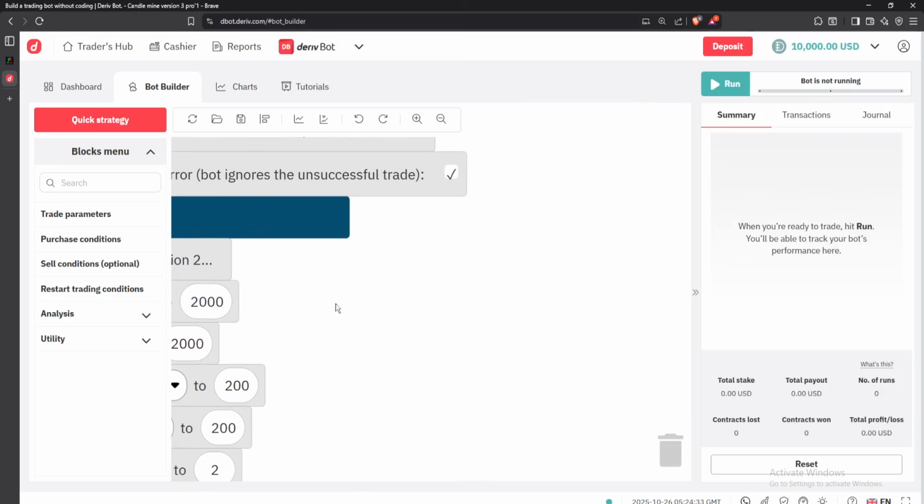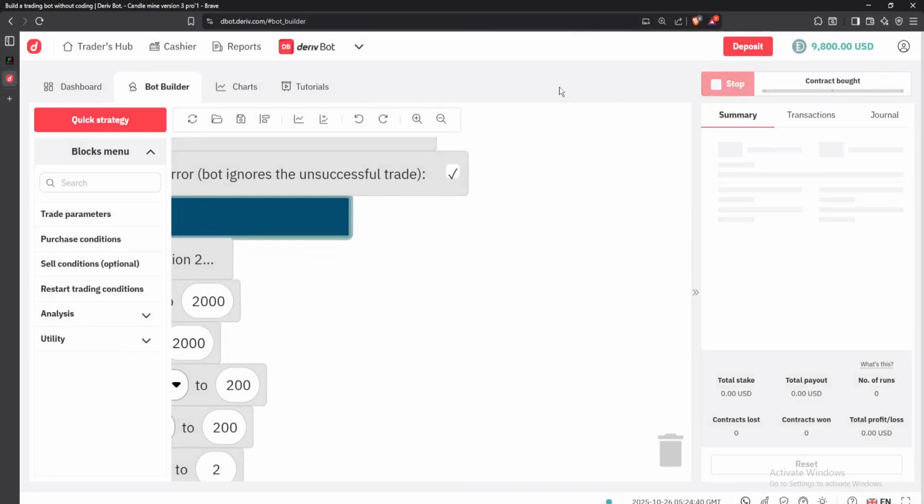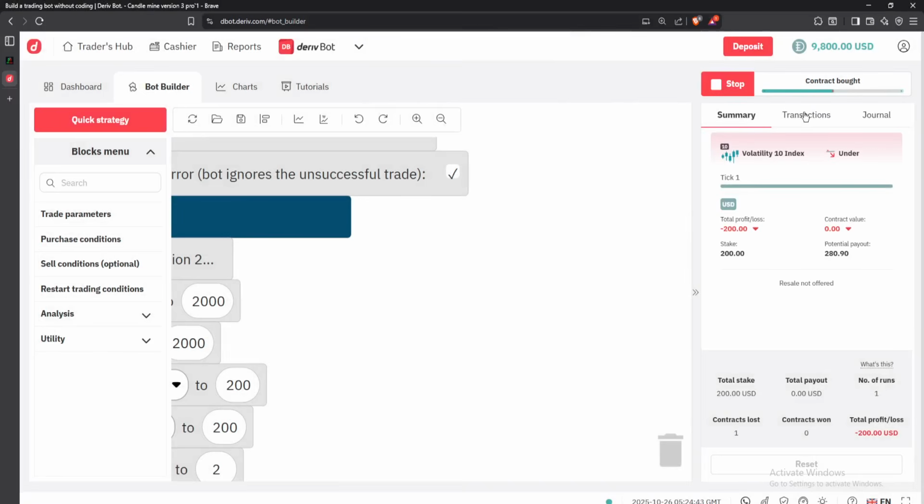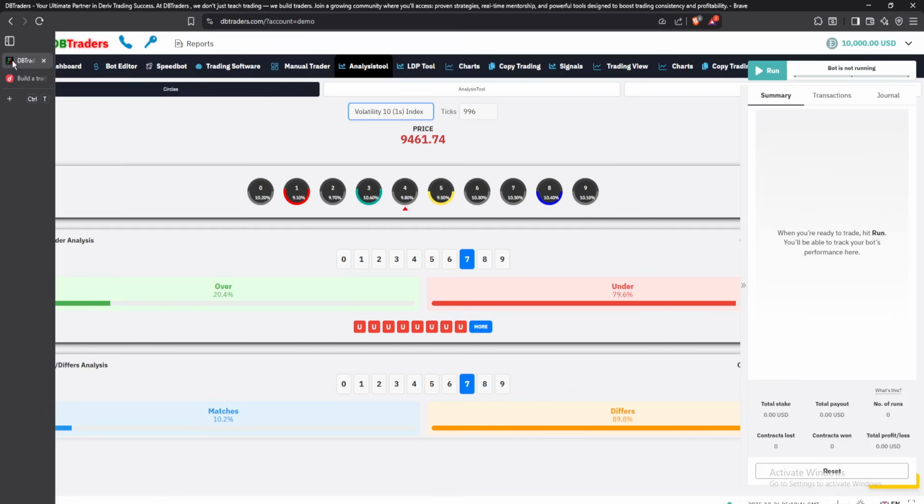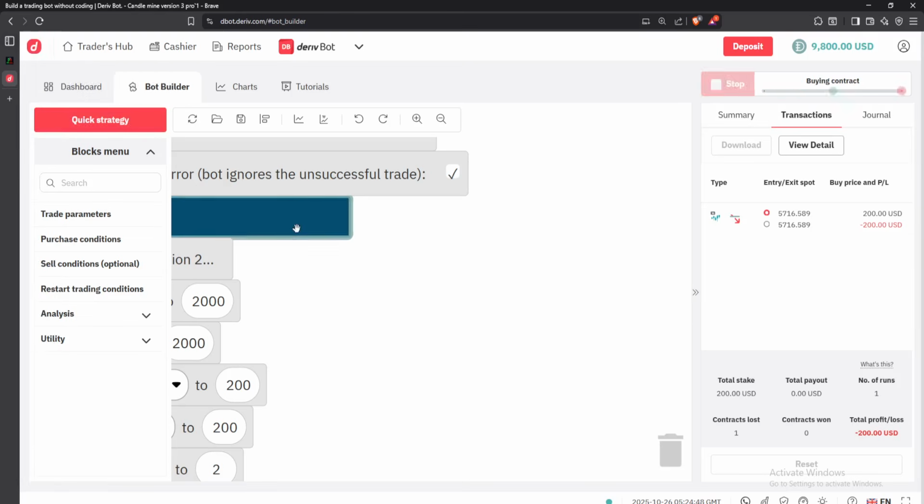Now let me show you how you can actually be earning $500 every single day. That is about 65,000 shillings every single day without fail. Let me run it. And remember, for my analysis, I have not done such a complex analysis. I've just used the DB Traders analysis tool for this. That goes to show you how easy it will become for you.